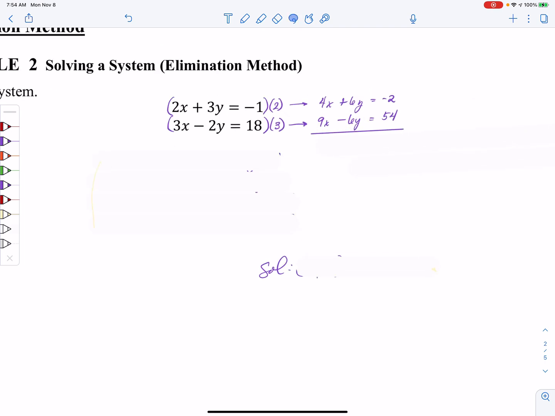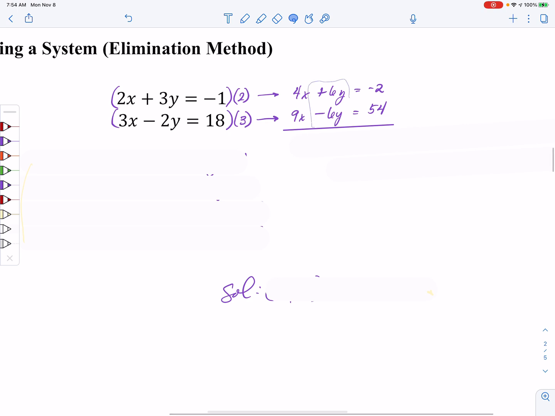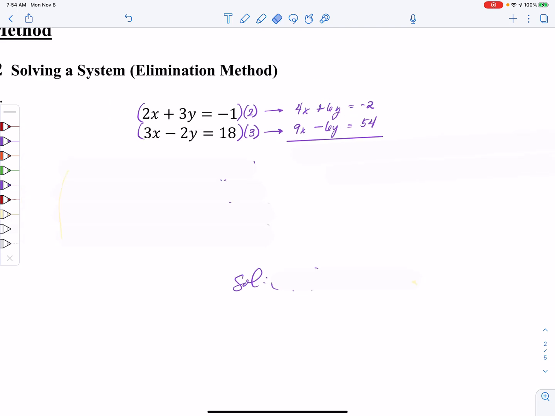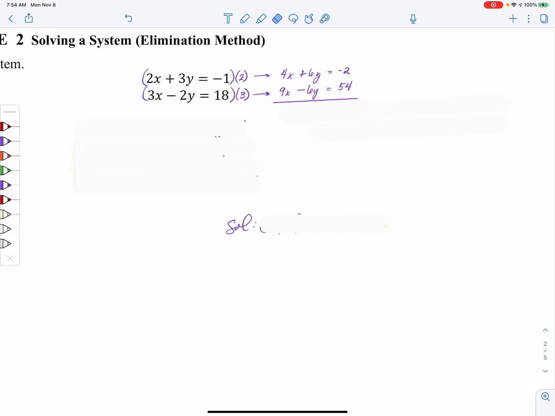And you'll notice all of a sudden, now my y's are not only opposite signs, but now the coefficient is exactly the same. And when I add these two together, they're going to eliminate each other. And that's the goal, is to eliminate a variable. All right, so let's go ahead and add our like terms. So we'll add the x's, we'll add the y's, we'll add our constants. And when I do that, I'm going to get 13x equals 52.